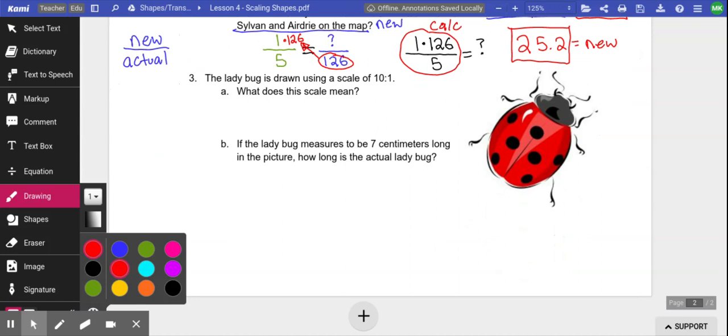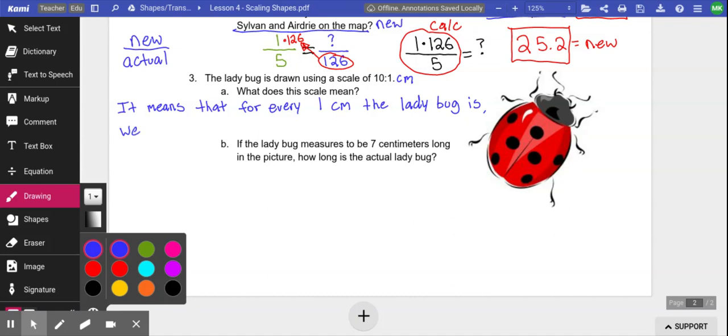So question 3 says the ladybug is drawn using a scale of 10 to 1. What does the scale mean? The scale means that for every 1, we're going to say centimeters again. It should have said that. For every 1 centimeter, the ladybug is, we draw 10 centimeters. Perfect. That's what it means.